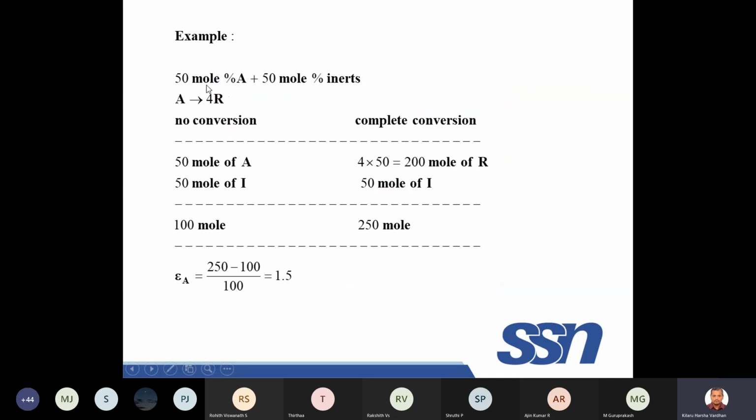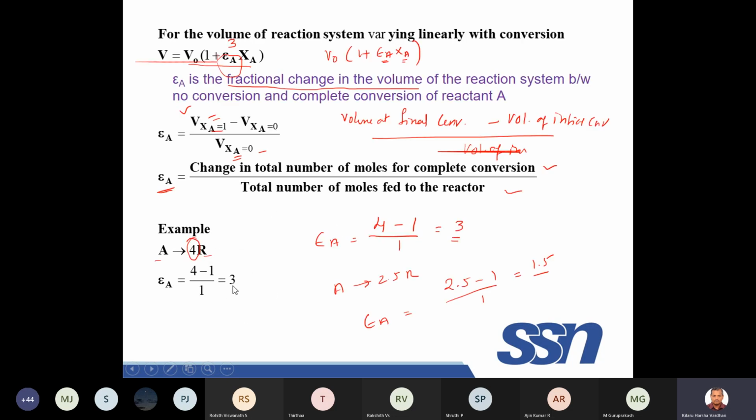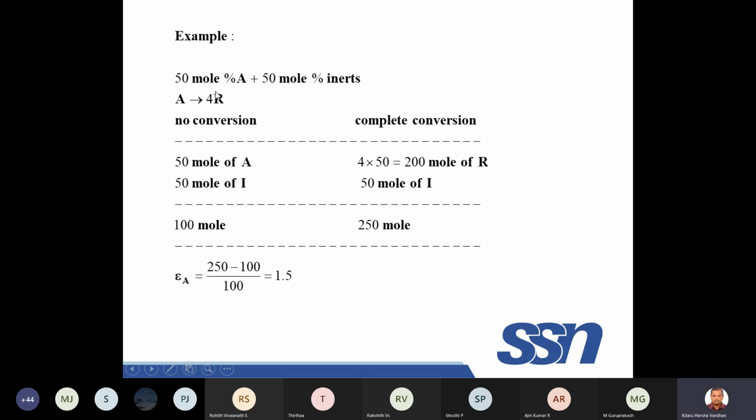Now we can do for this, keep it for some time. I'll again talk, because A is giving you 4R. If A is pure A, then you are getting expansion factor as 3, as in the earlier case. But if there are some inerts present, only 50% of A is there and 50% is inerts, then how to calculate this epsilon A? It will be half of it, that is 1.5. This particular thing I'll do when we do some problems. I'll explain to you how to do that, right?